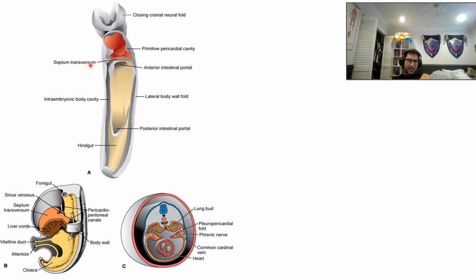I want you to note the septum transversum, how it's folding right below the heart, and how there are these communicating areas called the pericardioperitoneal canals. Okay, so the peritoneal cavity or the abdominal cavity is still communicating with the primitive thoracic cavity, and they communicate through the pericardioperitoneal canals, and that won't stop until the diaphragm is formed. And the septum transversum, which you can see sitting here, is going to be the scaffold on which we build the diaphragm. All right.